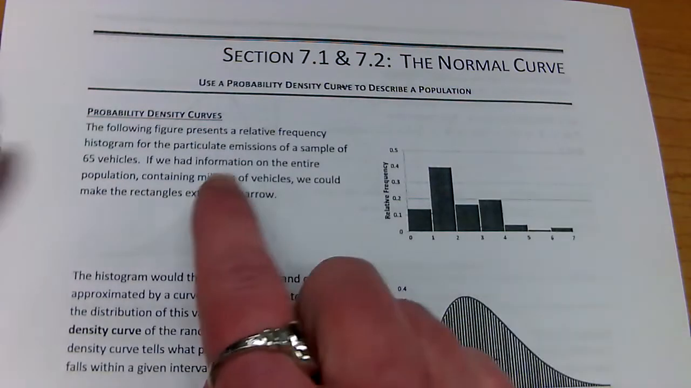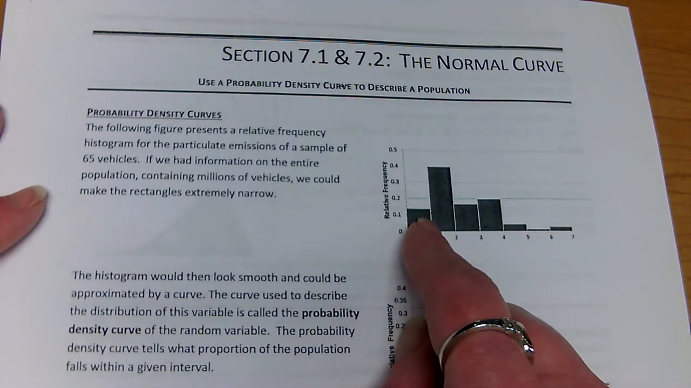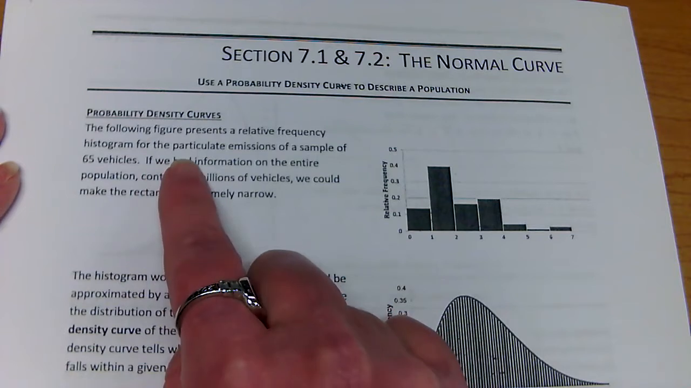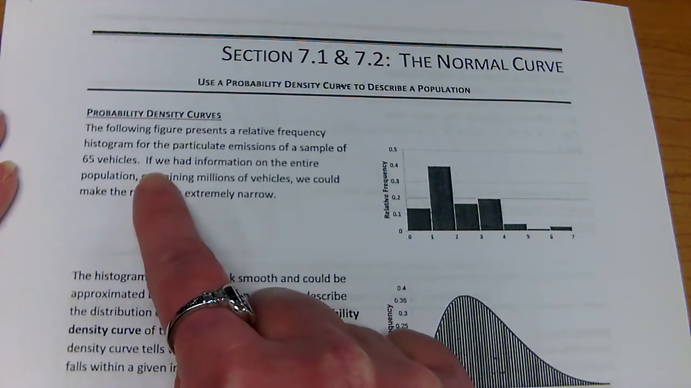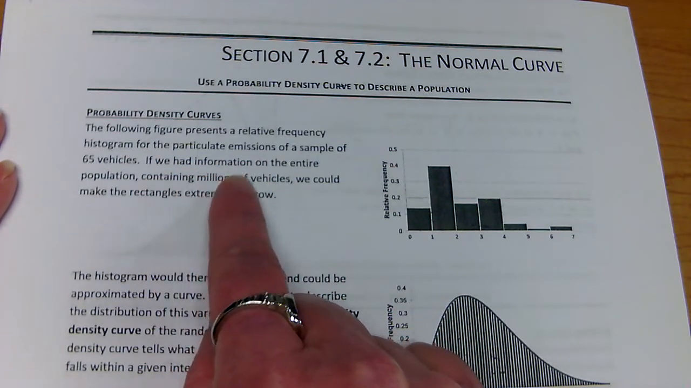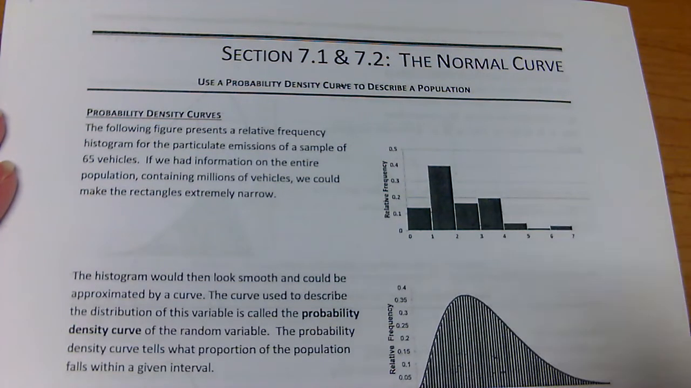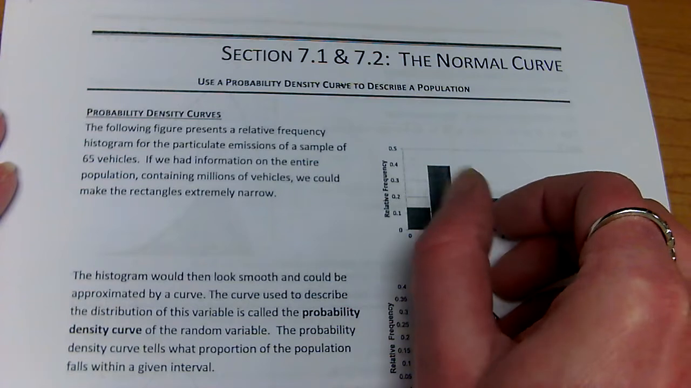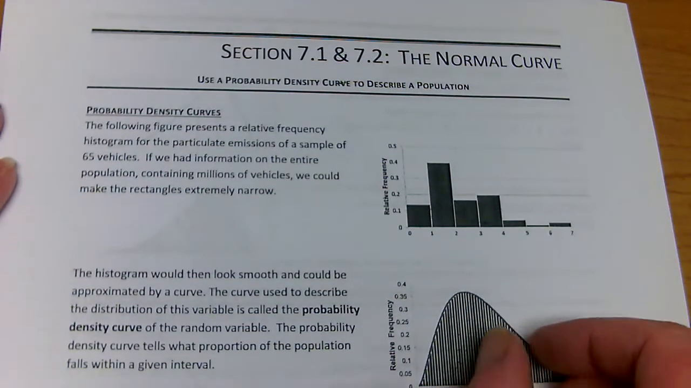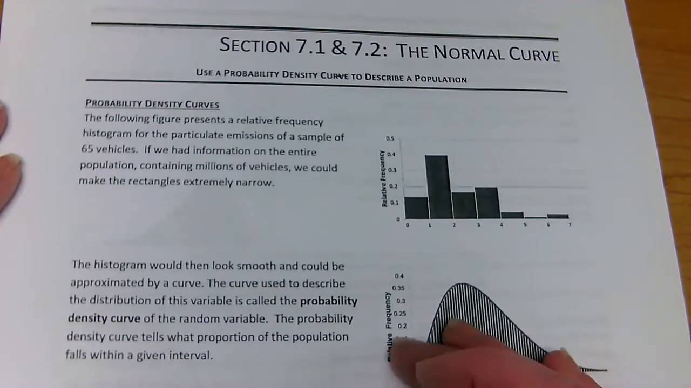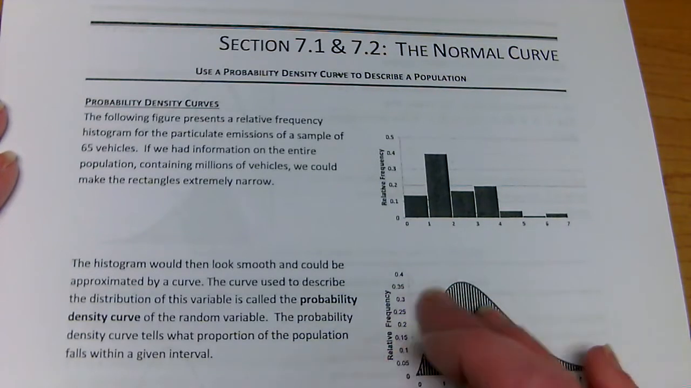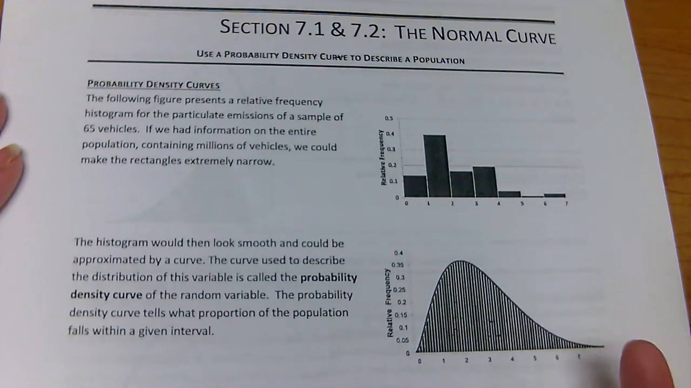Earlier in this semester, we were talking about relative frequency histograms. And this was one that represented the relative frequency for particular emissions of a sample of 65 vehicles. If we had information on the entire population, I mean, millions of vehicles, then these rectangles would get narrower and narrower and narrower, and we'd end up getting something that looked almost smooth. We get connected, and we call this a curve. The curve used to describe the distribution of this variable is called the probability density curve.